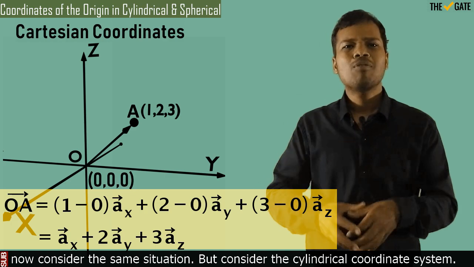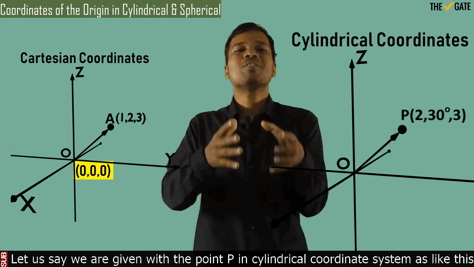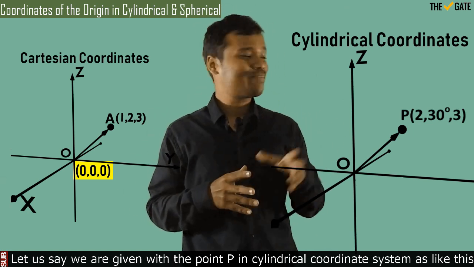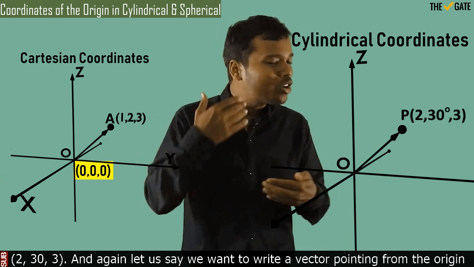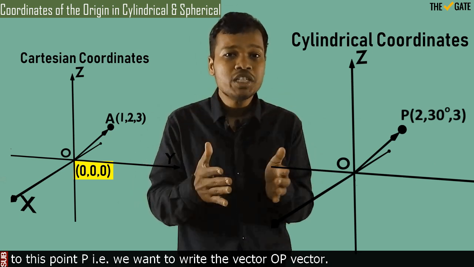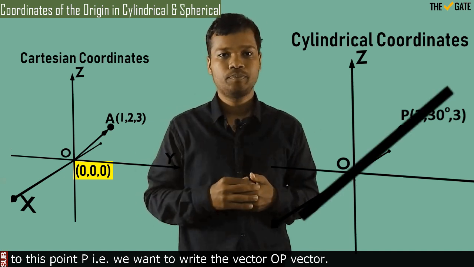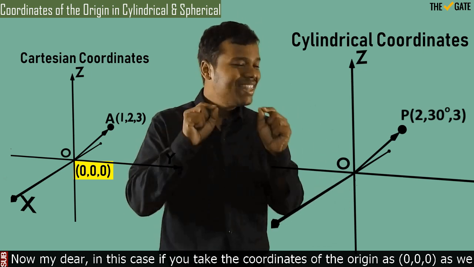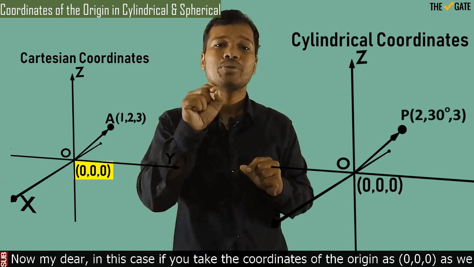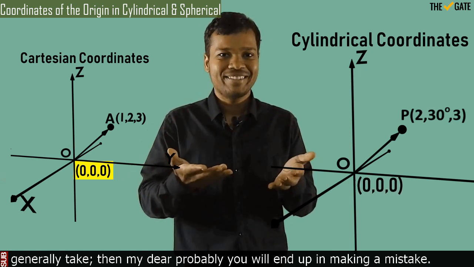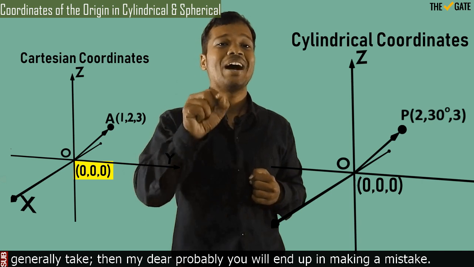But now consider the same situation in the cylindrical coordinate system. Say we are given the point P in cylindrical coordinates as 2, 30 degrees, 3. Again, we want to write a vector pointing from the origin to this point P. That means we want to write the vector OP. In this case, if you take the coordinates of the origin as 0, 0, 0, as we generally do, then probably you will end up making a mistake.